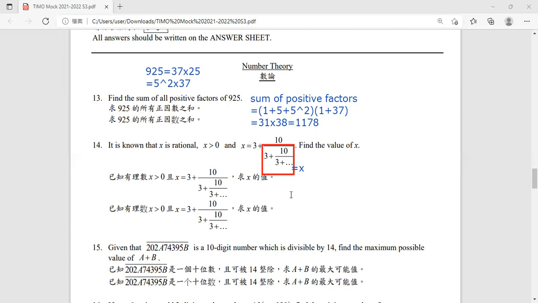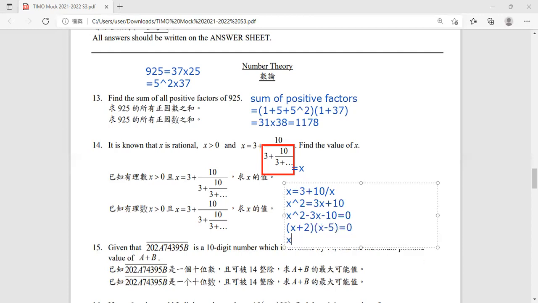Okay, let's continue, because x is greater than 0, so x equals 3 plus 10 over x. Multiply x to both sides, then x squared minus 3x minus 10 is still 0. Then x plus 2, x minus 5 equals 0, so x equals 5, or x equals -2. Reject.